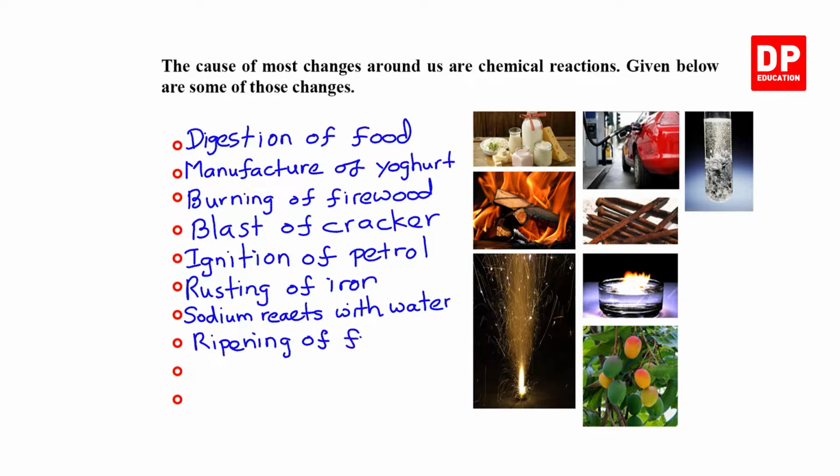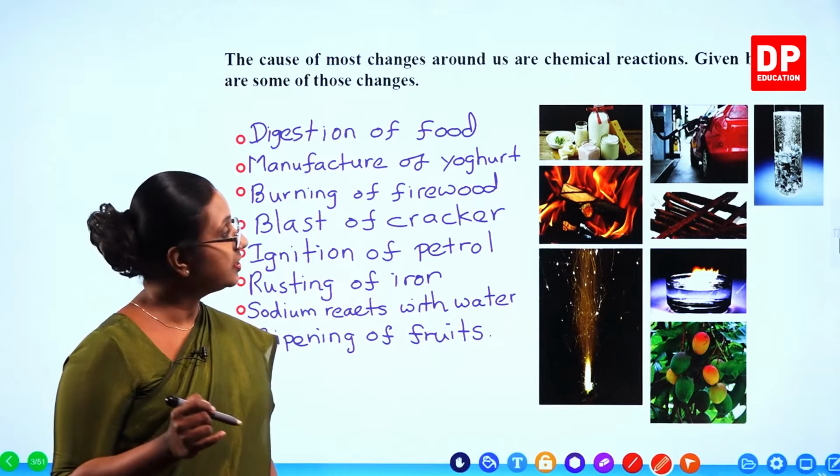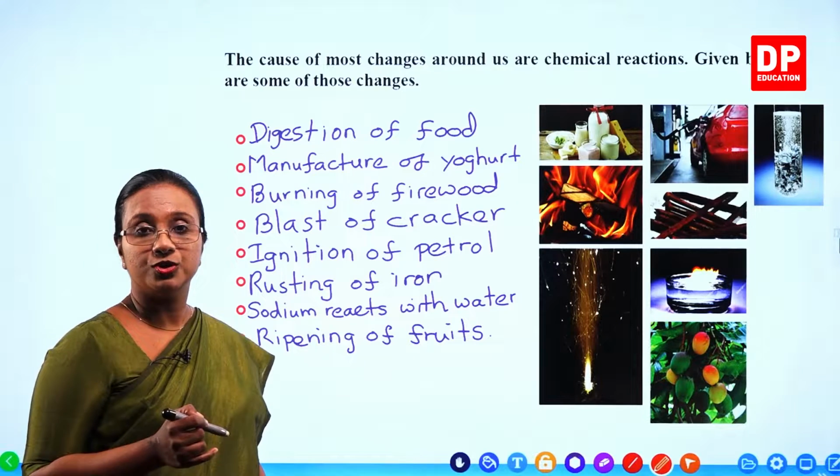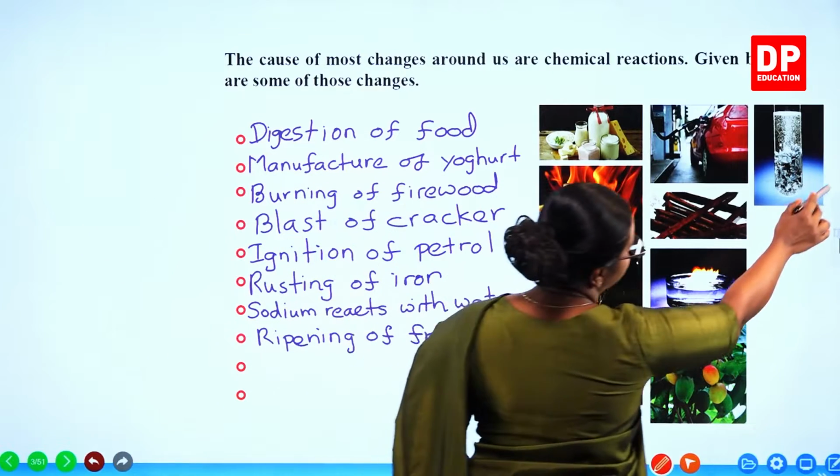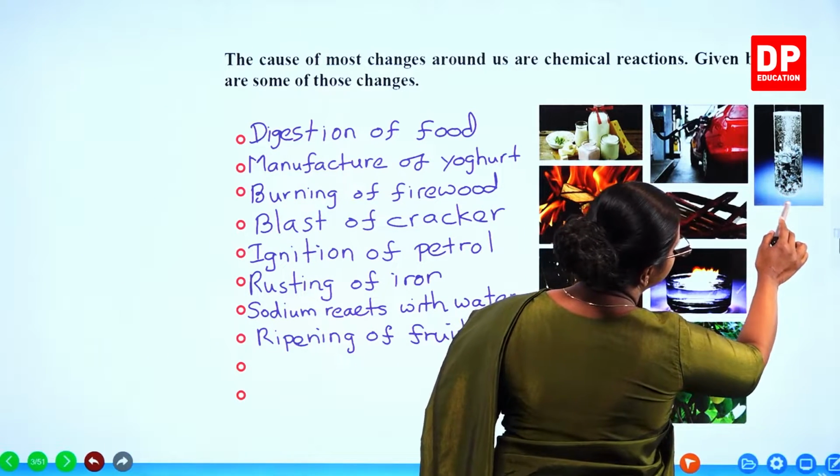Ripening of fruits. Is that okay, students? Then there's one more that I have shown to you all. This is again something familiar to you. Can you see the metal pieces here?